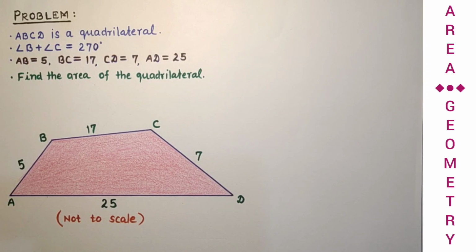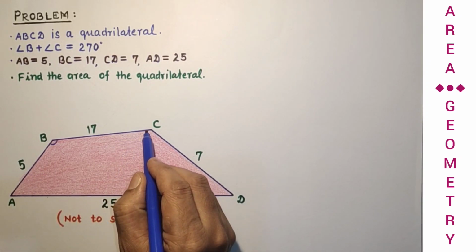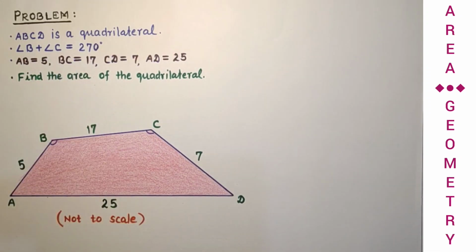Today's problem is a bit challenging and may be lengthy. In this problem we are given a quadrilateral ABCD in which the length of AD is 25 units, CD 7 units, CB 17 units, BC 5 units, and the sum of these two angles is given as 270 degrees, and we have to find the area of this quadrilateral, that means the shaded area.